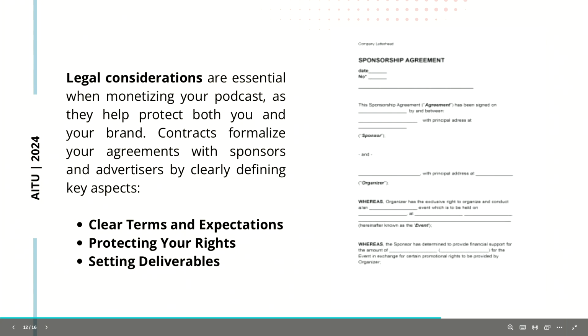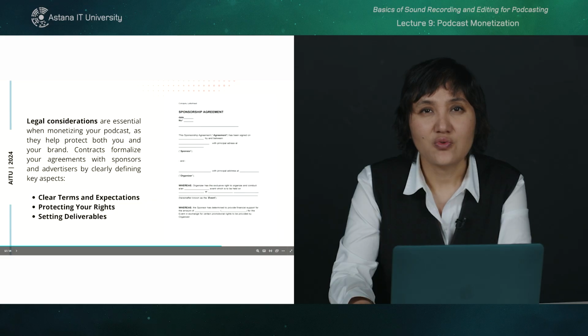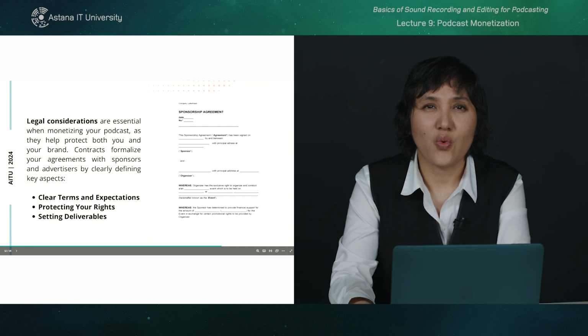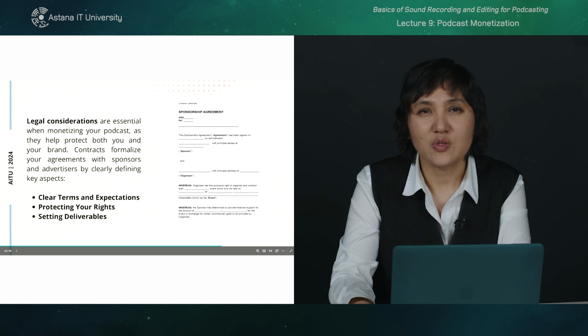Protecting your rights. A well-drafted contract can protect you from misunderstandings or disputes by clearly outlining the obligations of both parties. It should include clauses about intellectual property rights, payment schedules, and terms for ending the agreement. Setting deliverables. Your contract should specify what the sponsor expects from you, such as host-read ads, branded segments, or specific content creation.